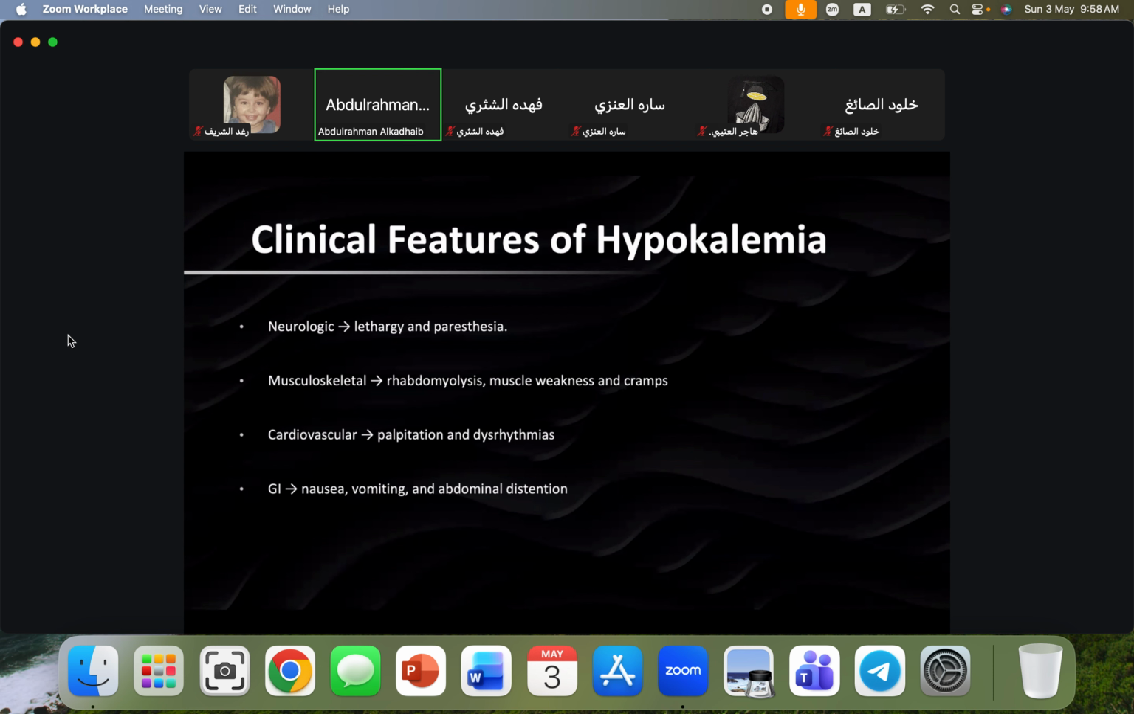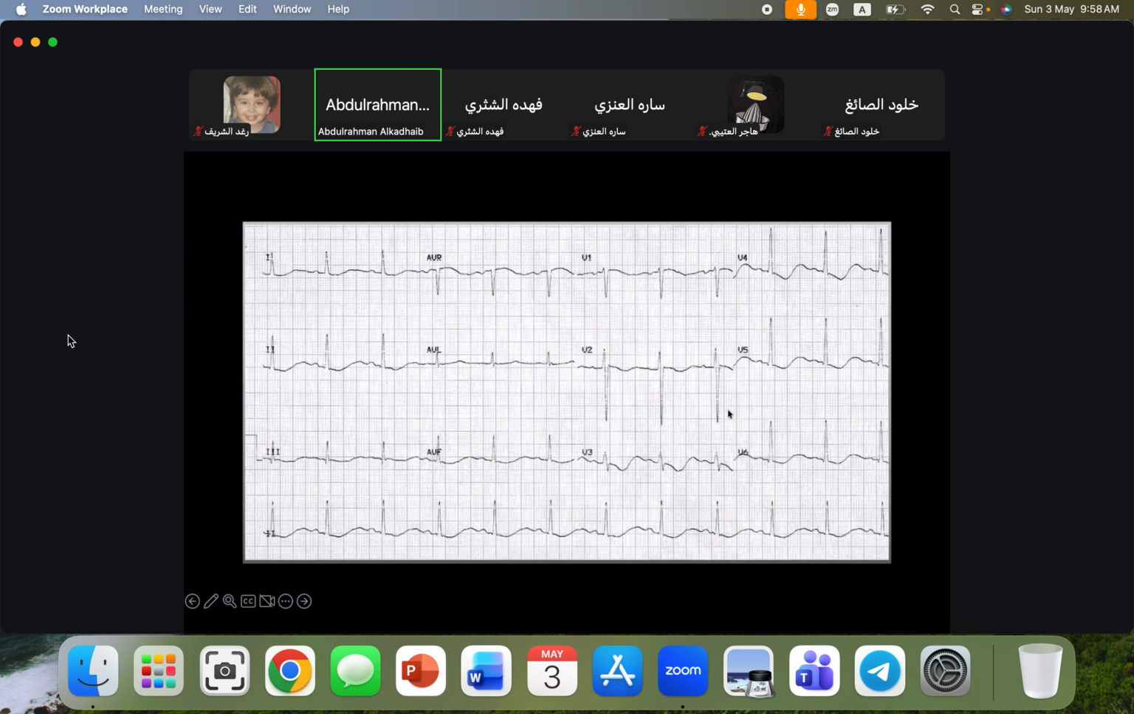And once we correct the potassium level, they immediately start to walk and move their limbs. It's a very unique condition, and we see it a lot in the emergency department. Cardiovascular manifestations of hypokalemia may include some types of arrhythmias that we'll talk about later. The clinical features may also include GI symptoms such as nausea or vomiting.